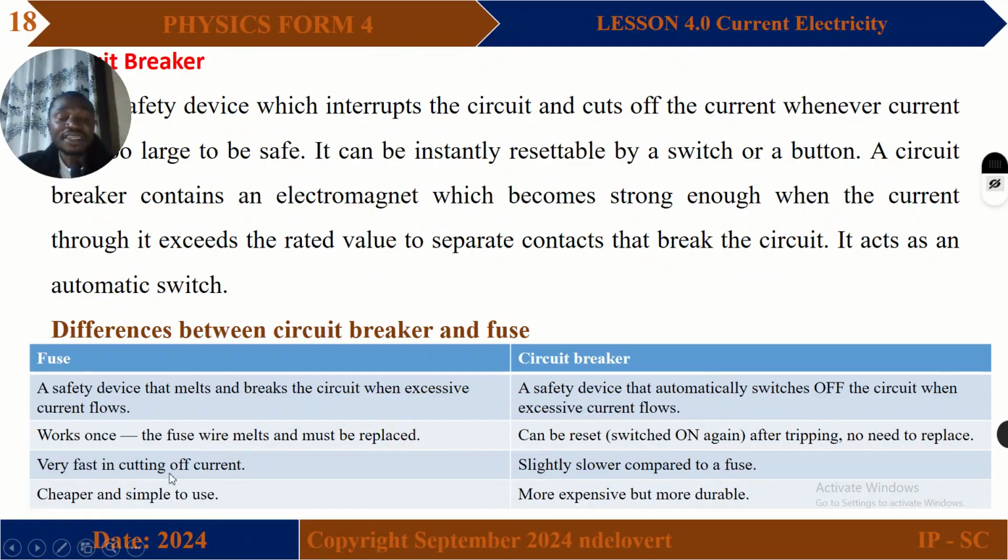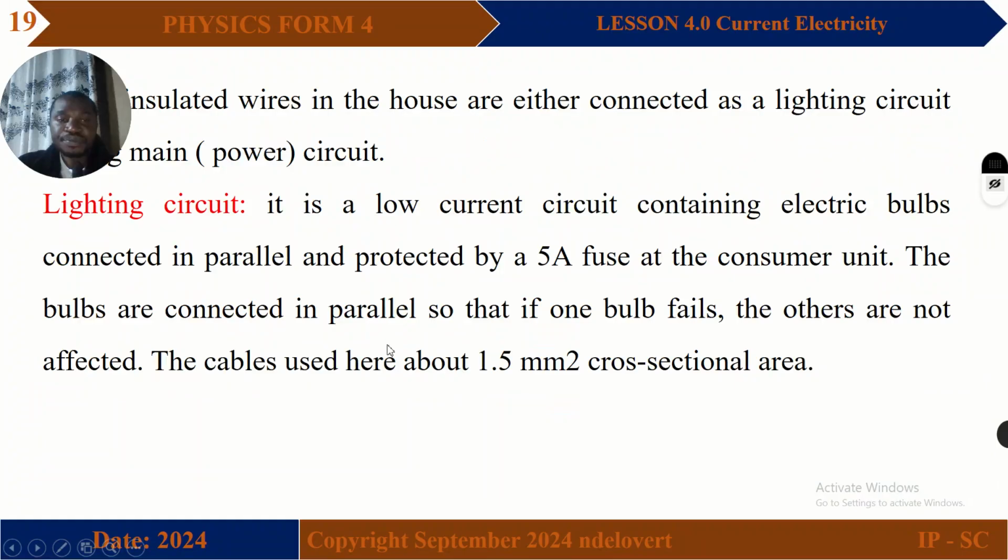A circuit breaker is very fast in cutting off current, but a fuse takes some time before it breaks off the current. So these are the differences between a circuit breaker and a fuse. Now, the three electrical wires are either connected as a lighting circuit or a ring power circuit. The lighting circuit is a low current circuit containing electric bulbs connected in parallel and protected by a 5A fuse at the consumer unit. The bulbs are connected in parallel so that if one fails, the others continue working.